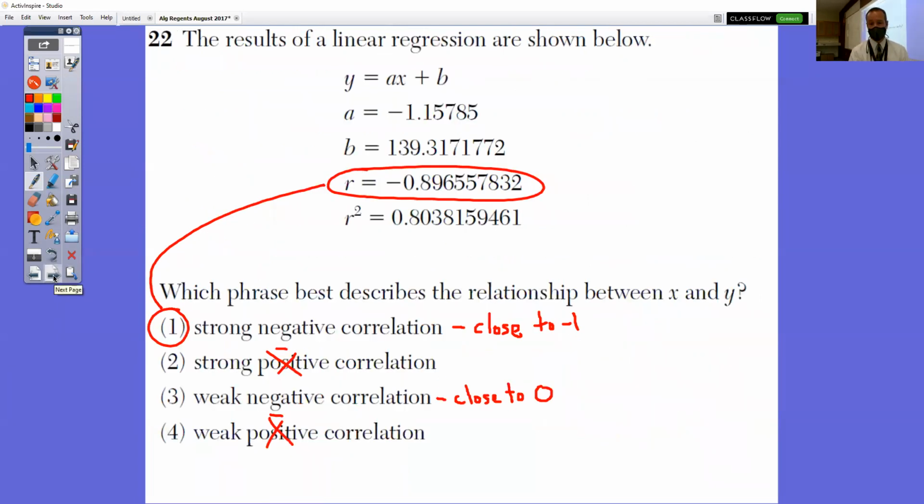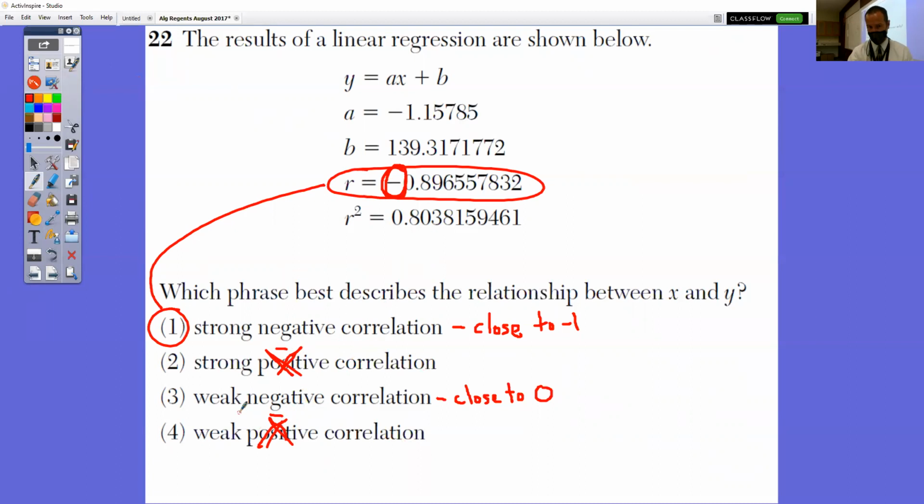Question number 22. This one should have been an easy one. The results of a linear regression are shown below. Remember, you're looking at the R value. Which phrase best describes the relationship between X and Y? They want to know whether it's strong or weak, positive or negative correlation. Your R value, notice, is negative. Since your R value is negative, I could cross off positive. 2 and 4 are not the answers because your R value is negative.